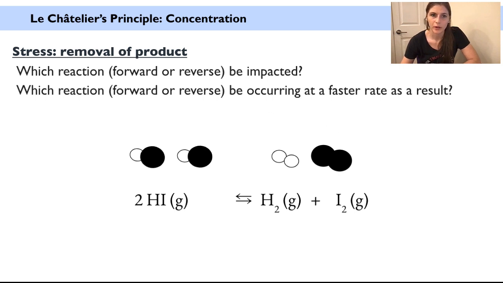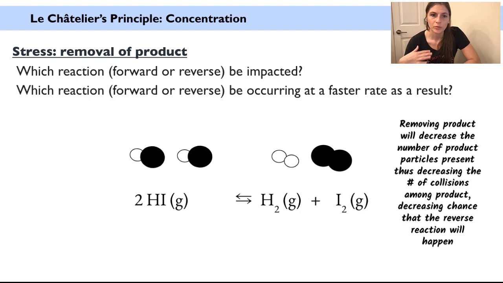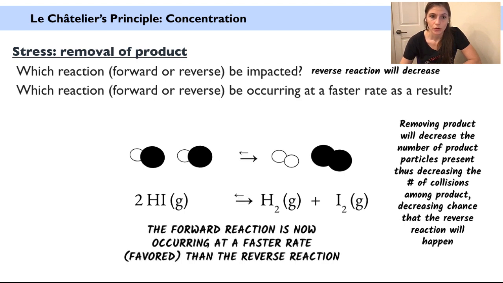So if I remove product particles, removing product will decrease the number of product particles present, which will decrease the number of collisions that the product particles can have, which is going to decrease the rate of the reverse reaction. So the rate of the reverse reaction will decrease. This will not change the rate of the forward reaction. The rate of the forward reaction will stay the same. So the forward reaction is being favored by this stress because the reverse reaction is being slowed down, which means the forward reaction is now going faster.